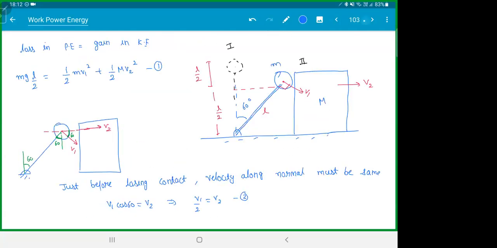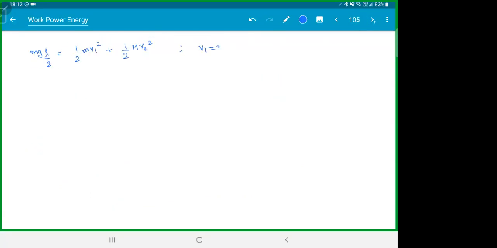Second one, v1 is 2v2. The third one, v1 is root lg by 2. Substitute. mgl by 2 equals half mv1 square, which is lg by 2, plus half capital M v2 square, which will be v1 square by 4. That will be lg by 2 by 4.